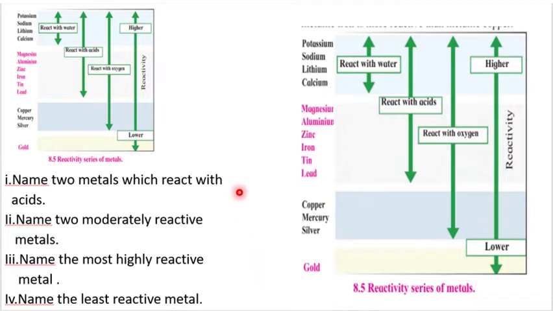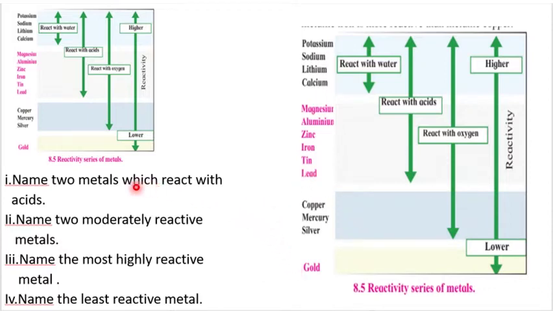What is the reactivity series? The arrangement of the metals in the increasing or decreasing order of their reactivity is called the reactivity series. Here, metals are arranged according to the decreasing order of their reactivity. The reactivity series is divided into three groups: highly reactive metals, moderately reactive metals, and the less reactive metals.